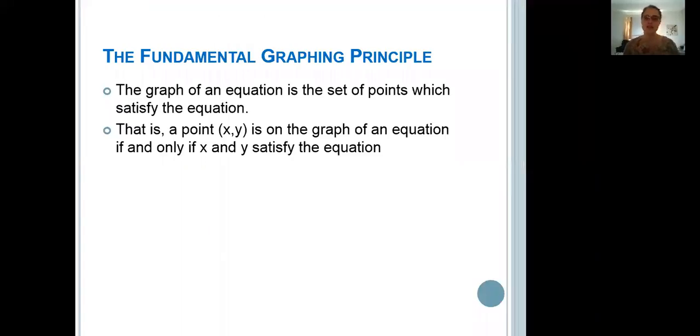And a graph of an equation represents the set. It's a picture of the set of all xy pairs that will satisfy the equation. In other words, it's the set of all xy paired values for which the equation is a true statement.